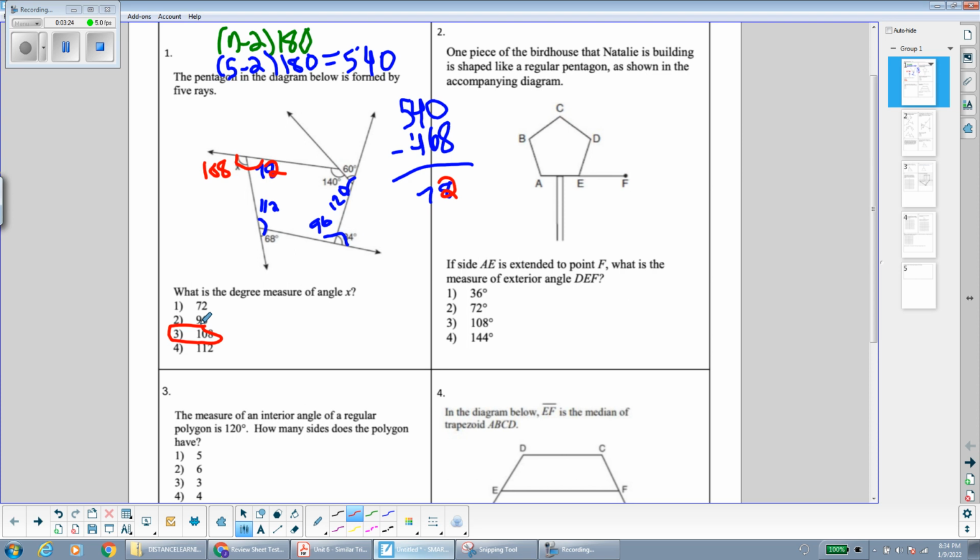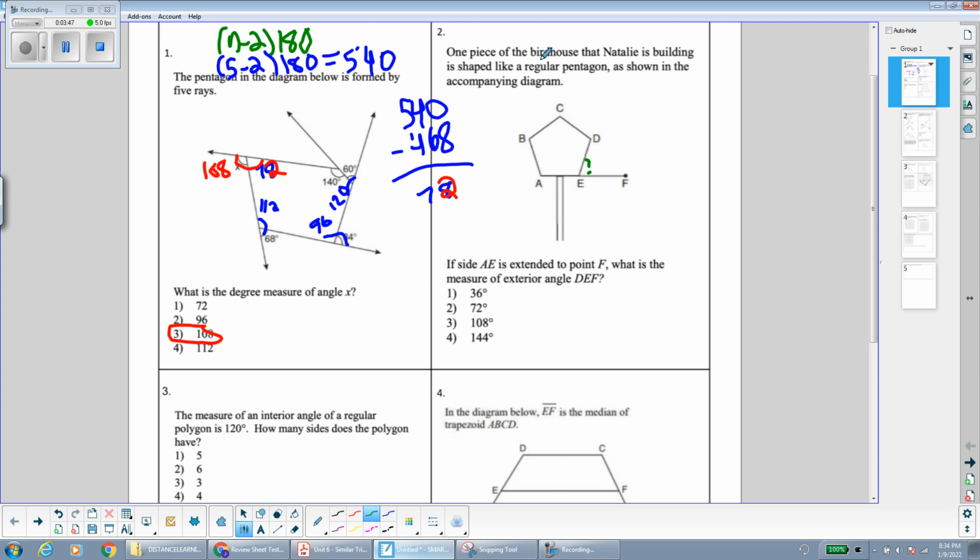In question number 2, it says one piece of the birdhouse that Natalie is building is shaped like a regular pentagon, as shown in the diagram. If side AE is extended to point F, what is the measure of exterior angle DEF? So we're looking for this angle right over here, one of the exterior angles of this pentagon.